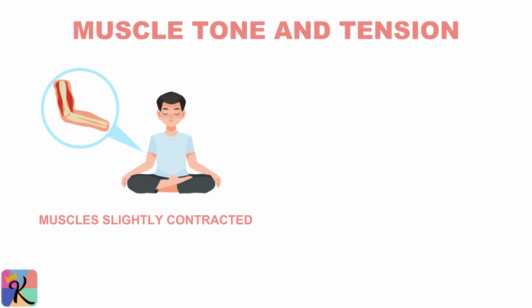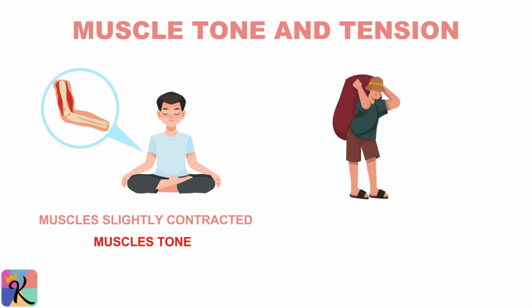Let's start by talking about muscle tone and tension. Even when you're sitting perfectly still, maybe meditating or just relaxing, your muscles aren't completely at rest. They're slightly contracted to stabilize your joints and bones. This continuous, mild contraction is known as muscle tone, and it's essential for maintaining posture and readiness for movement.